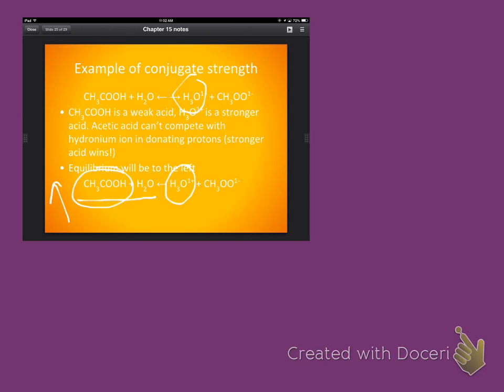So you'll have a higher number of these than these. Whichever one is the stronger acid is going to push equilibrium the other direction. Okay?